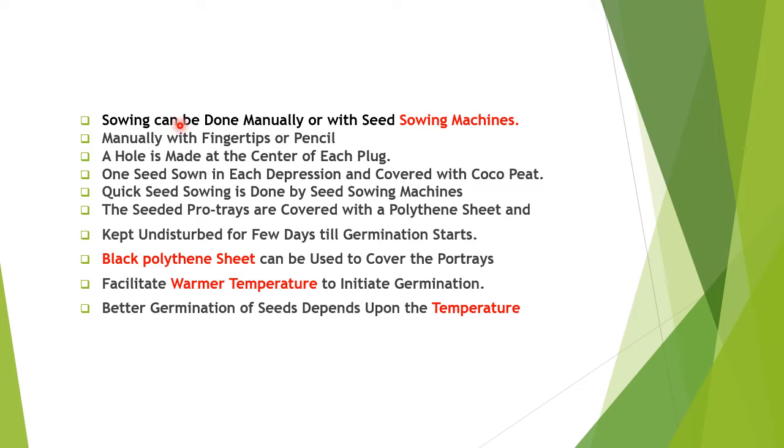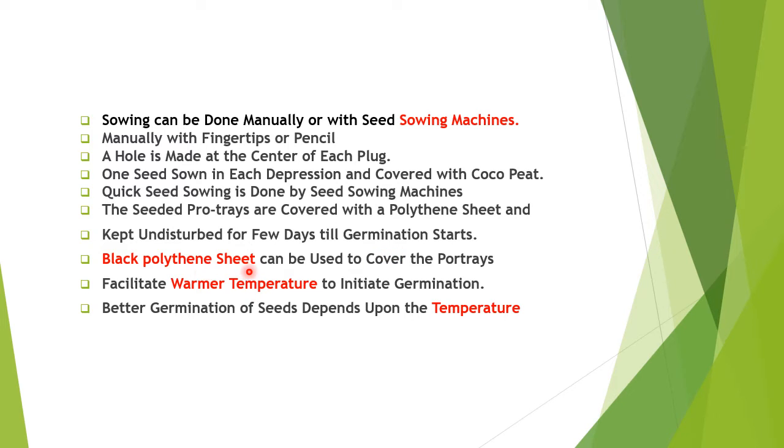So when you are making the pro trays with this soilless medium, then you sow the seeds. Sowing can be done manually or with seed sowing machines. Manually with fingertips or a pencil, a hole is made at the center of each plug, as you have seen in the earlier slide. One seed is sown in each depression and covered with coco peat. Quick seed sowing is done by seed sowing machines. The seeded pro trays are covered with polythene sheets and kept undisturbed for a few days till germination starts.